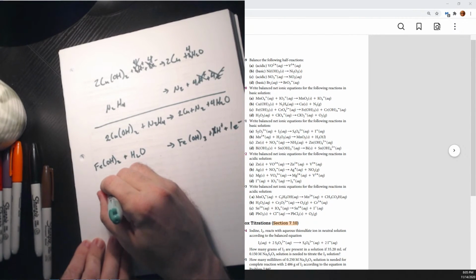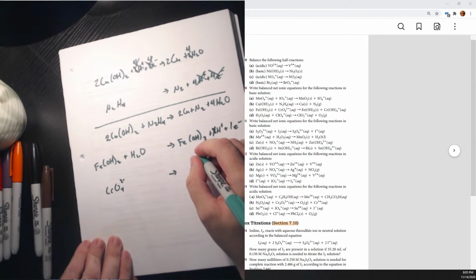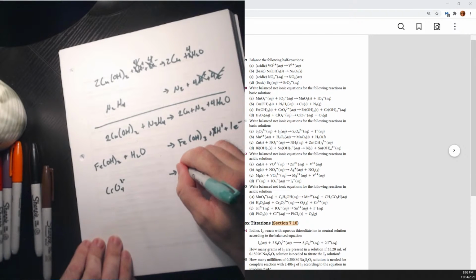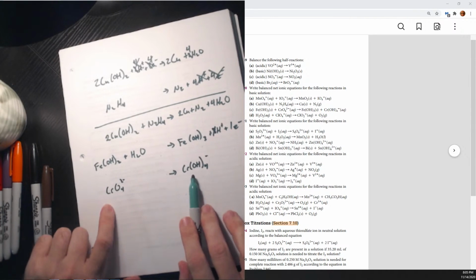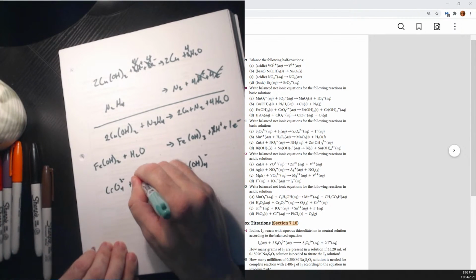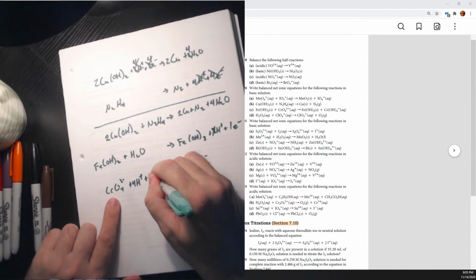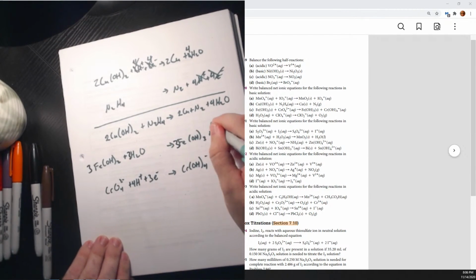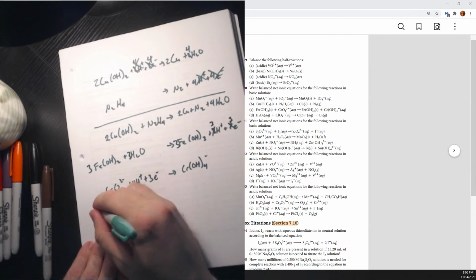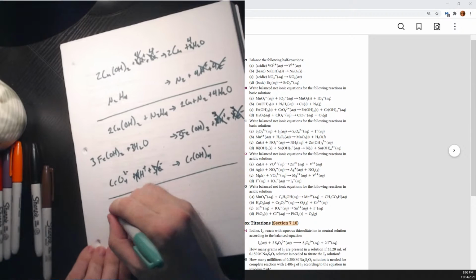Now the other half is CrO4 2 minus, turning into CrOH4 1 minus. Chromium is balanced, oxygen is balanced. We need 4H plus, which means we need, let's see, 2 plus versus 1 minus. We need 3 electrons. So we need to multiply this guy by 3. Our electrons cancel out. Most of our hydrogens cancel out. None of the water. Okay.